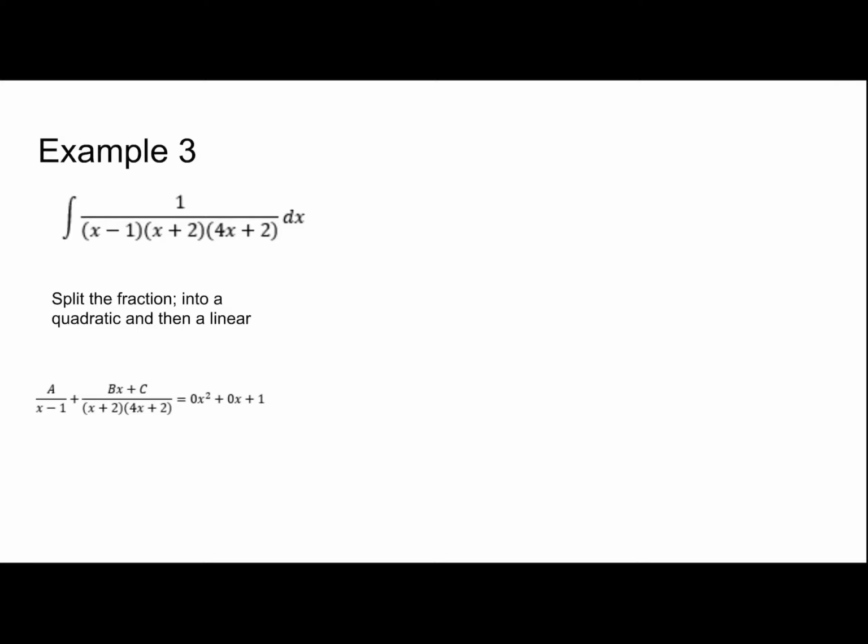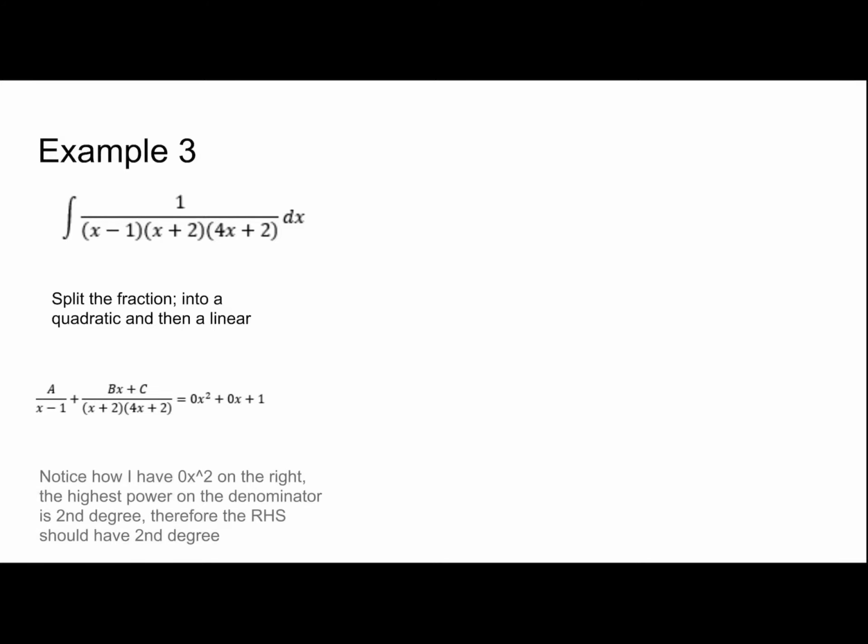We do not know these values. And that equals 0x squared plus 0x plus 1. So notice how I have plus 0x squared on the right-hand side. We know that the highest power on the denominator on the left-hand side is x squared. So therefore, on the right-hand side, we also have to have x squared as our highest power. So we're going to have x squared on the right-hand side, x squared on the left-hand side. So that will work with anything.